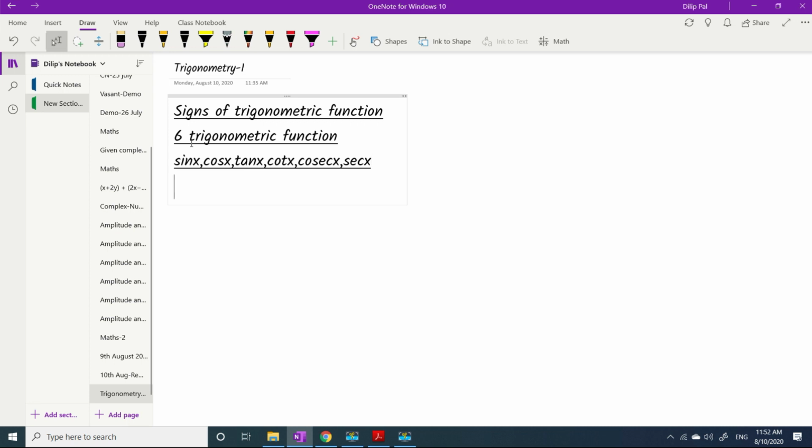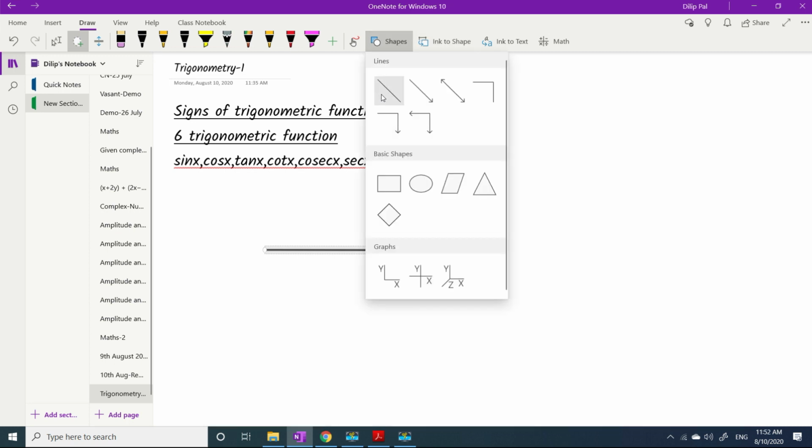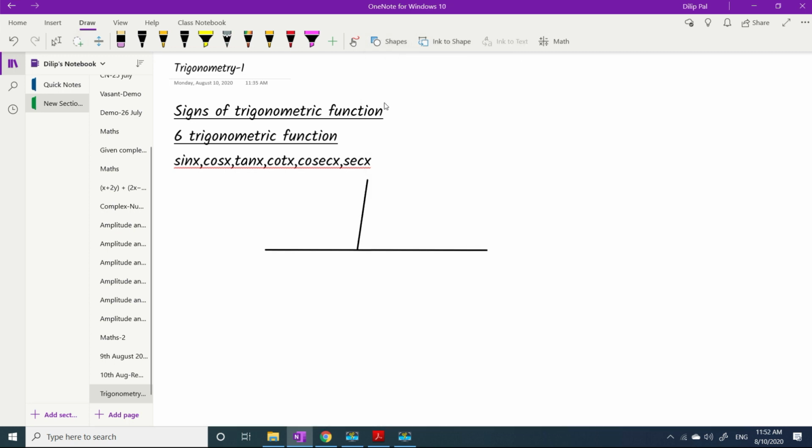Now what are we talking about? We are talking about the sign of trigonometric functions, meaning whether these 6 trigonometric functions are positive or negative. But where are they going to be positive or negative? We are going to check in particular quadrants. So how many quadrants are there? As you all know, there are 4 quadrants in 2-dimensional geometry.